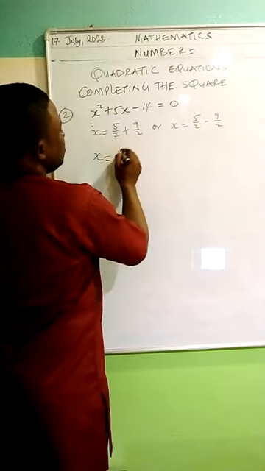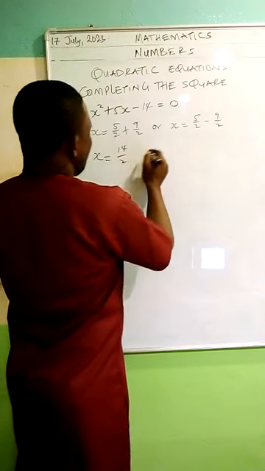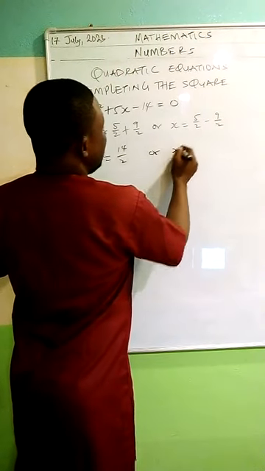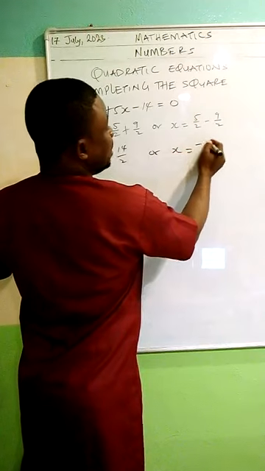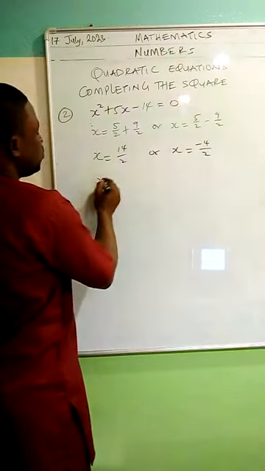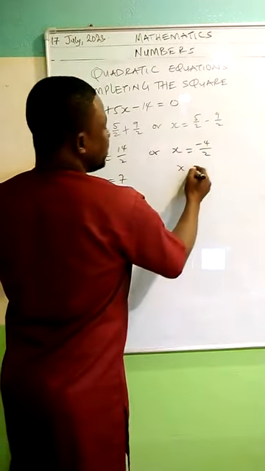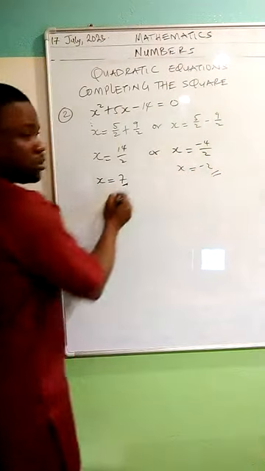Then I'll end up getting X to be equal to 14 over 2, or X will be equal to this side. I'll get what here? Minus 4 over 2. So here X is equal to 7, or X is equal to what now? Minus 2. Is that okay?